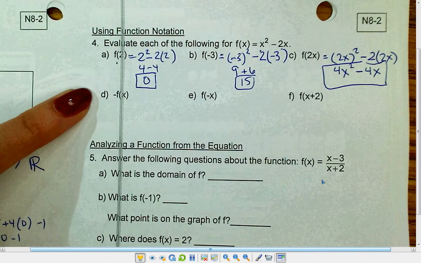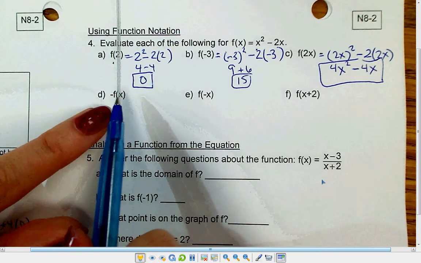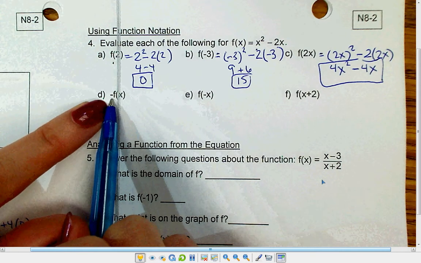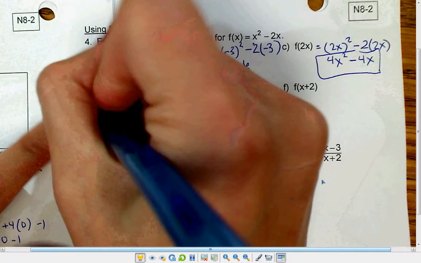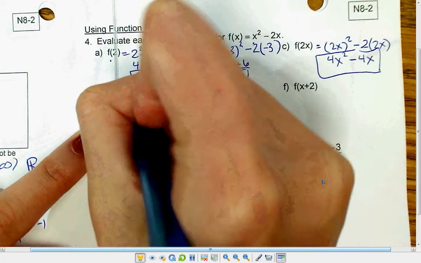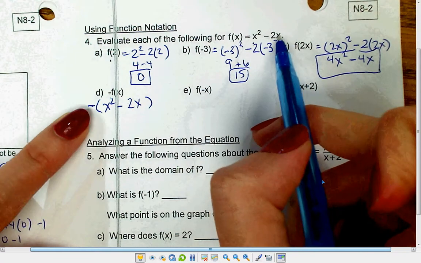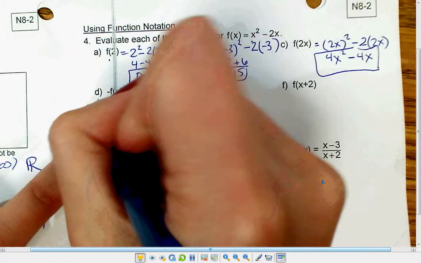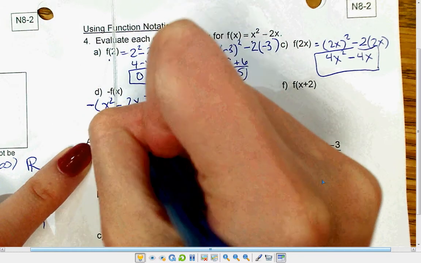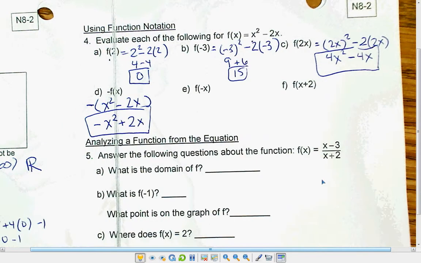Now for D and E, be careful of where the negative is here. So notice how this negative is outside of f of x. So really you're just putting a negative outside of the entire function. So you're distributing this negative to your entire function. So I have negative this entire thing. When you distribute it, it becomes negative x squared, negative times a negative is positive, x squared plus 2x.